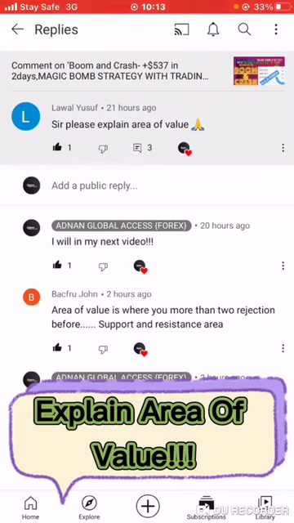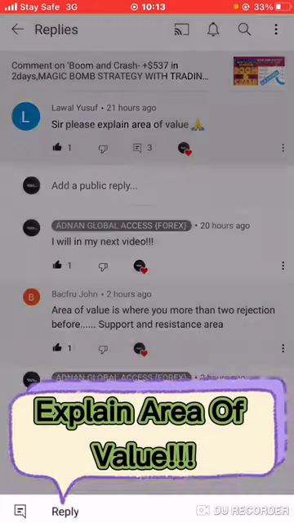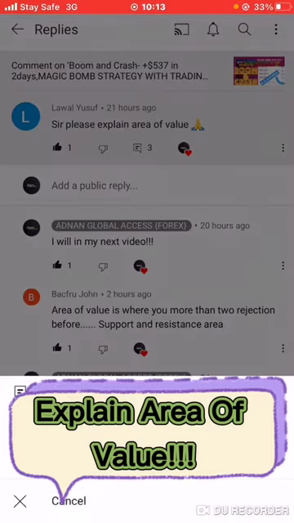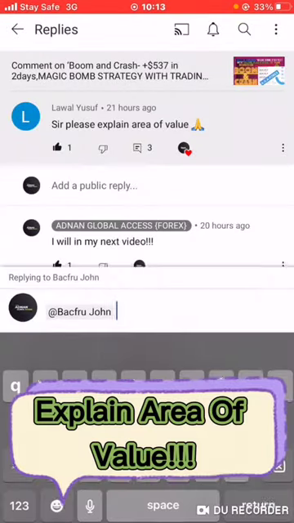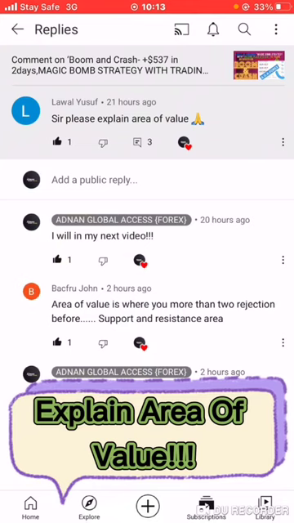Area of value. Somebody even helped me answer the question. That's why I liked the answer, and let me even pin this answer, because he said something reasonable. He said area of value is where more than two rejections happen before a support and resistance area. He explained it with a simple sentence and simple statement.